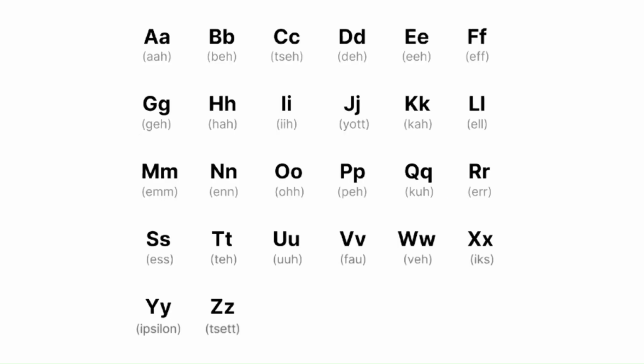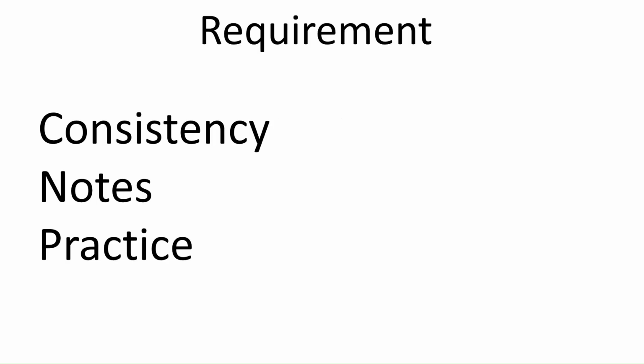Okay, so let's see about the A to Z in the German language. Basically, like the English alphabet, there is a German alphabet also, and there are also 26 letters like in English, and we will see one by one the pronunciation in the German language. If we talk about the requirements, first of all we have to maintain consistency, prepare particular notes, and practice daily, or revise it once a day. Okay, so let's start the crash course.